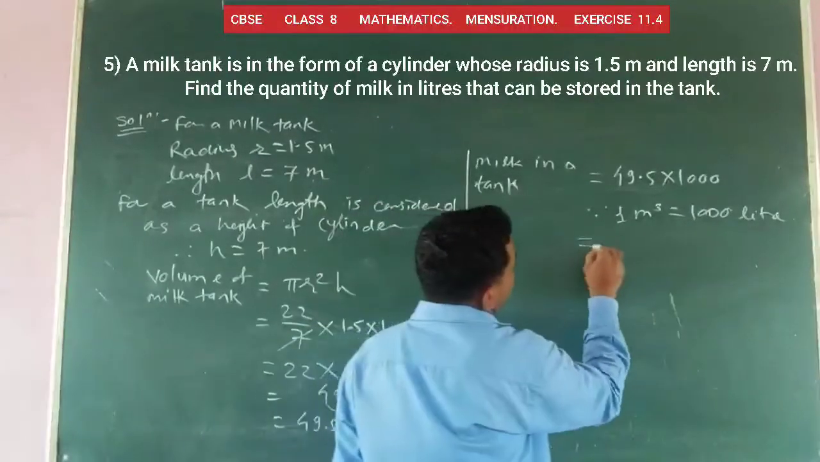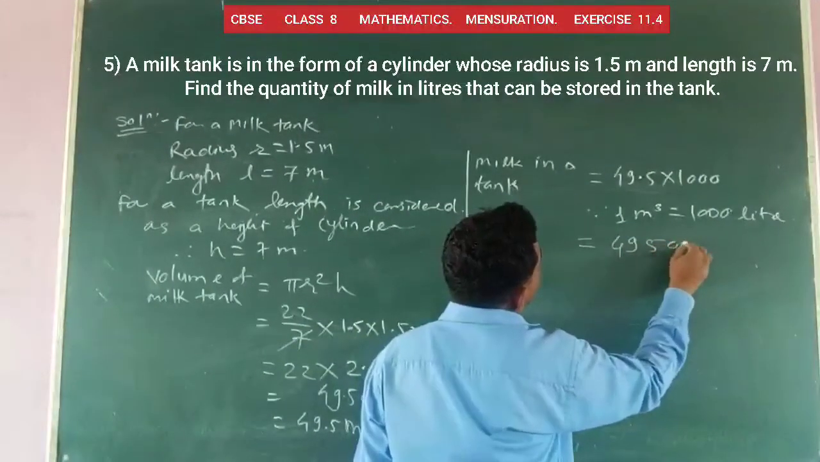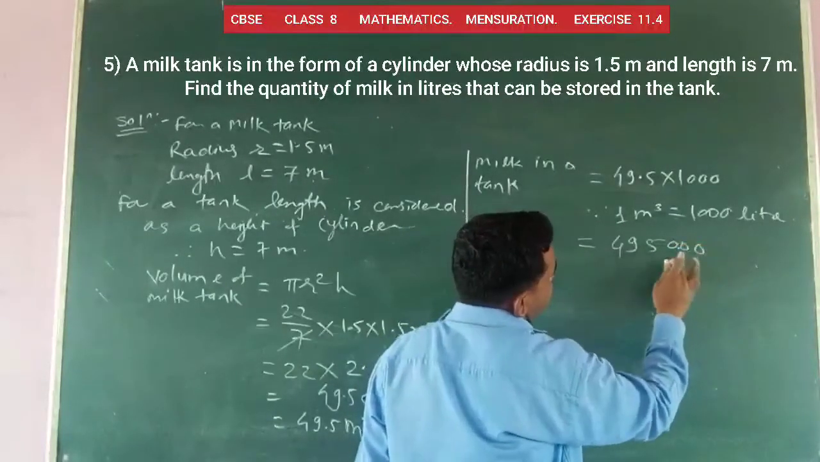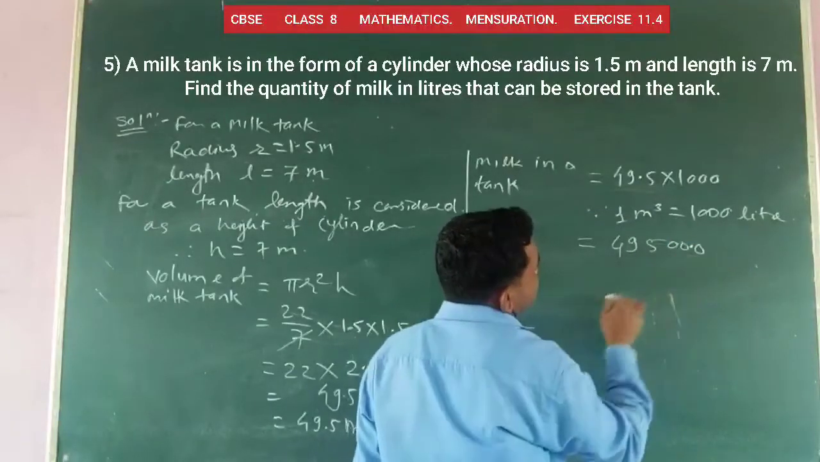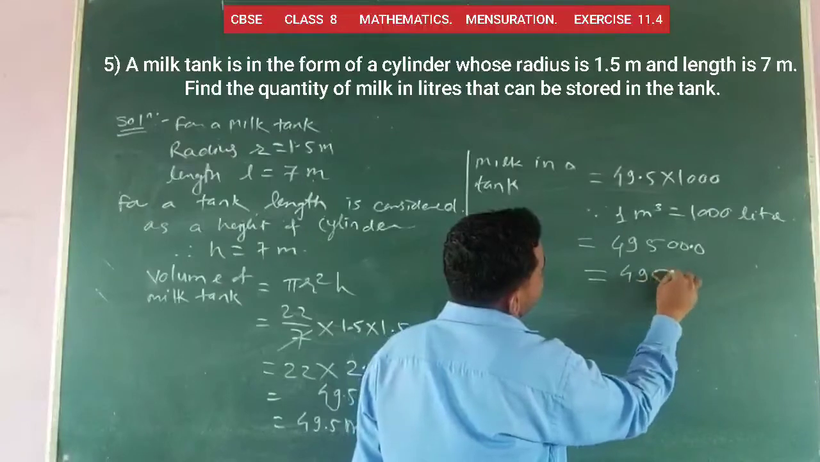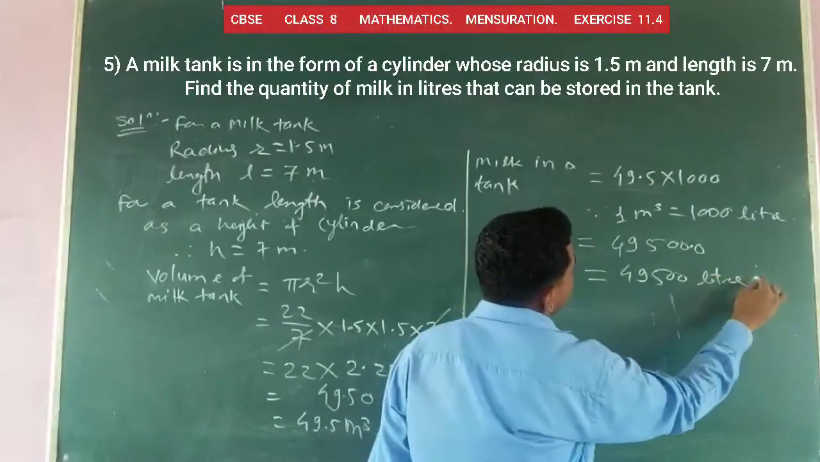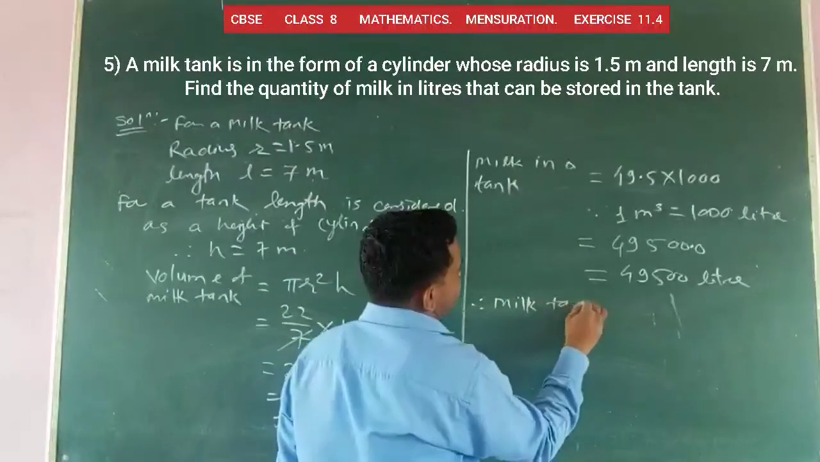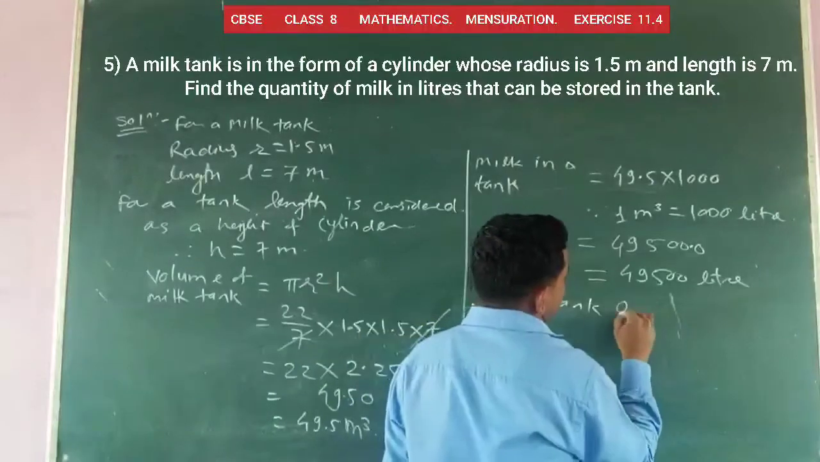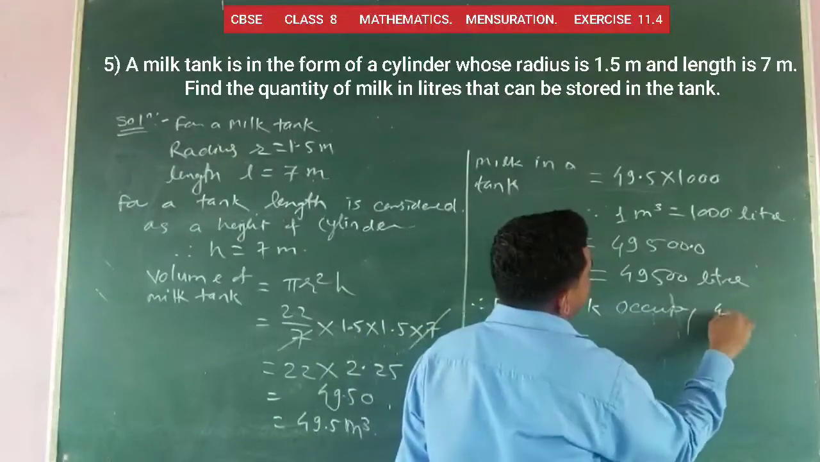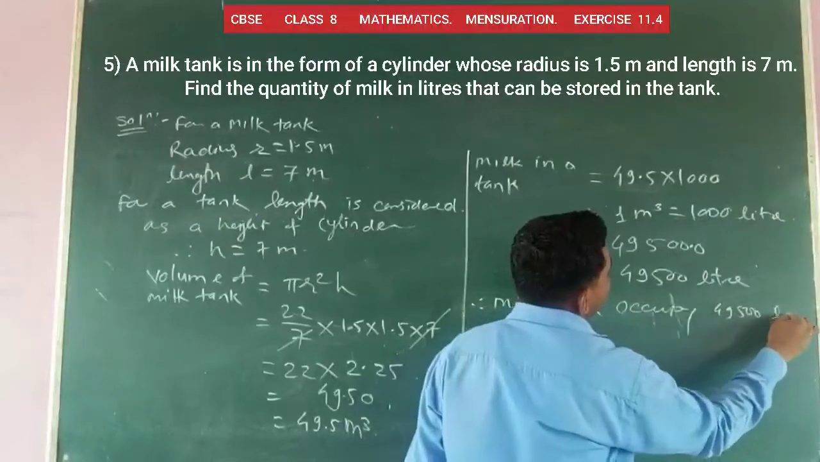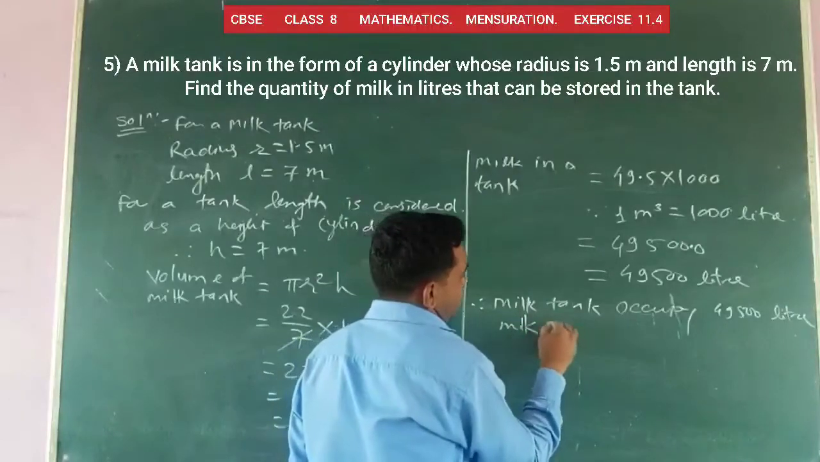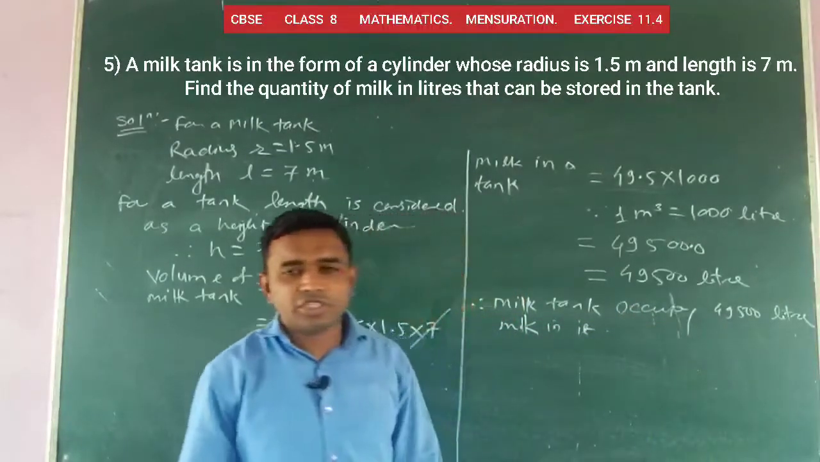So here 49.5, after the 1 decimal point, we get 49,500 liters. So the milk tank contains or occupies 49,500 liters of milk in it. Okay, so this is the answer.